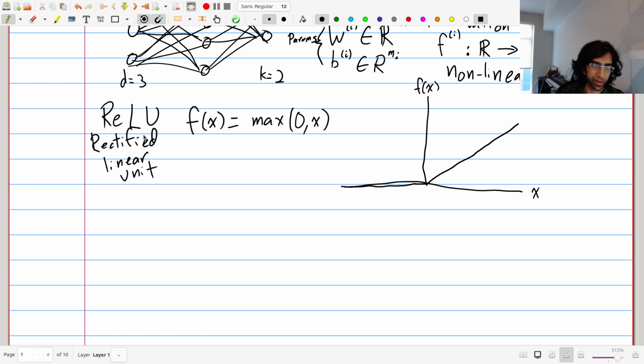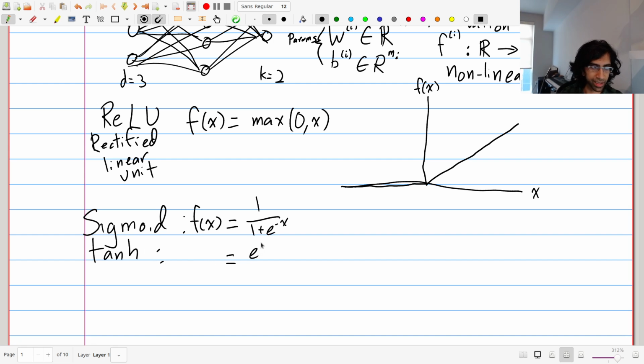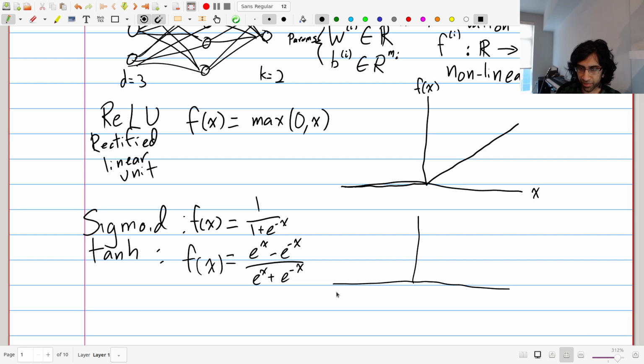There are other standard ones as well which are used. This ReLU is by far the most popular, but there are others which used to be more popular and have fallen a bit out of fashion nowadays, things like sigmoid and the tanh. Sigmoid has f of x equal to 1 over 1 plus e to the minus x, and tanh is equal to e to the x minus e to the minus x over e to the x plus e to the minus x. These are two different activation functions which are also used. We won't belabor this too much, but they look roughly something like this type of shape. This is not a perfect picture, but that's the rough idea of what they look like.